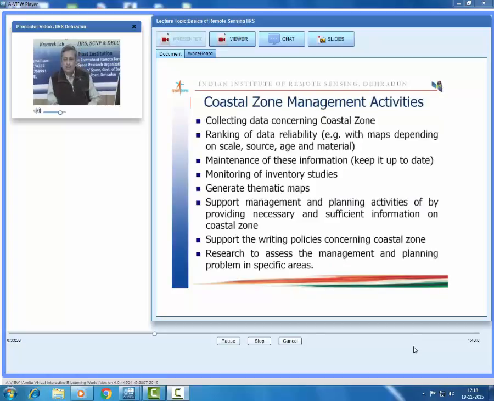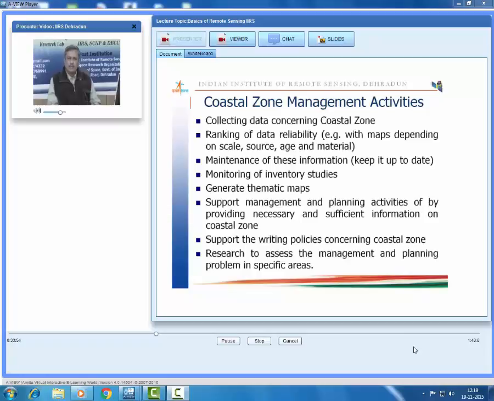So we need to do some activities when coastal zone management is concerned. First and foremost of the activity in any part of the coast, you need to collect data concerning that part of the coastal zone. So you need to collect all sorts of data, starting from their basic map, to all sorts of meteorological data or geological, geomorphological data. Everything you should collect, whatever is available.